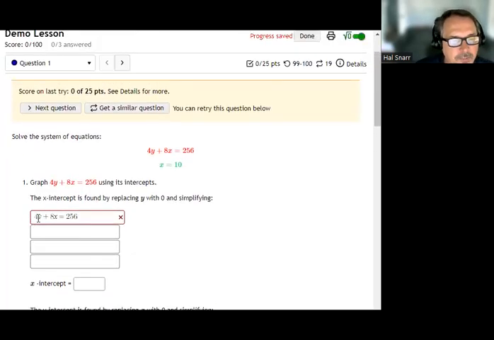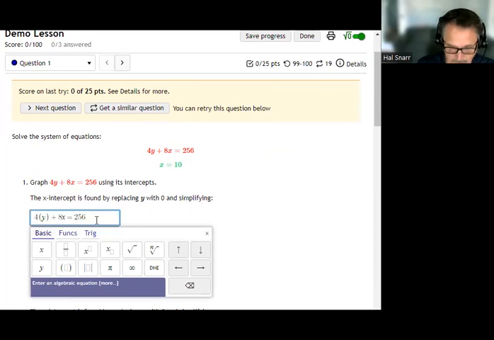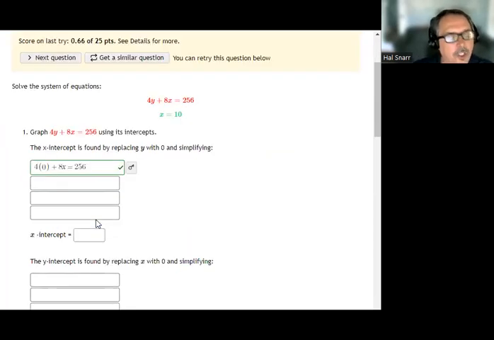And the reason why I do this is because I want students to literally replace y with parentheses and then type a 0 inside the parentheses. So what My Open Math is going to do, it's going to take 4 times 0, and add that to 8x, and that's going to equal 256. And you hit enter, and now it marks it green. So students get instant feedback.